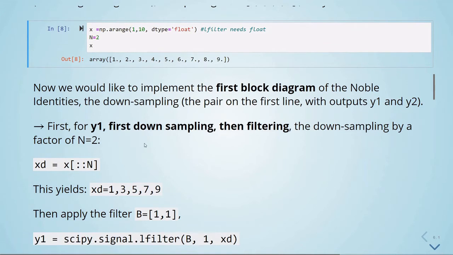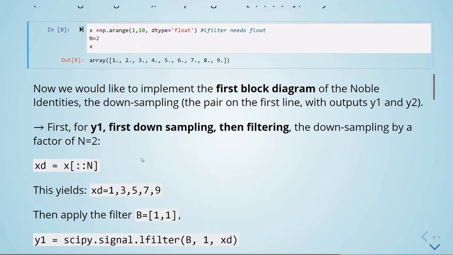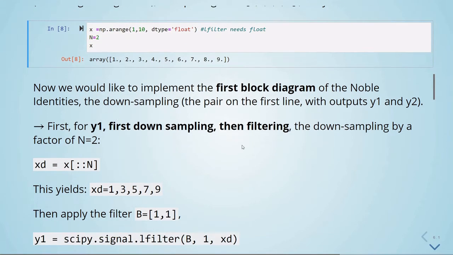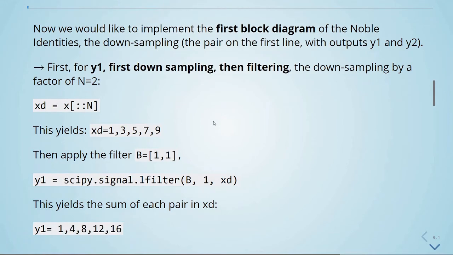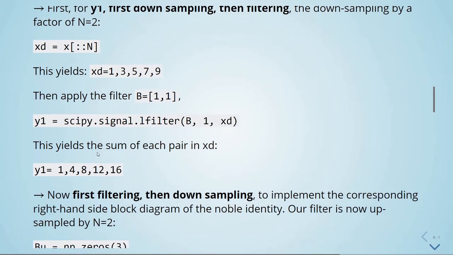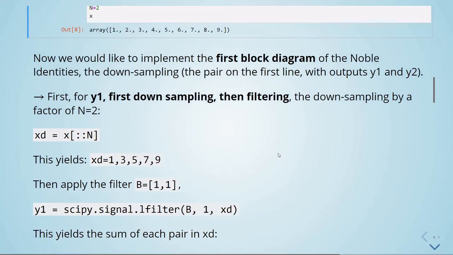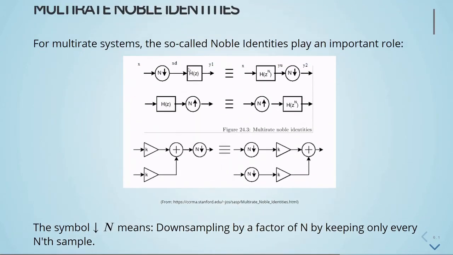First, for y1, this is first downsampling and then filtering. So for the downsampling by a factor of n equals 2, we can use this Python indexing. So we are keeping just every nth sample. So this was our original. Then we'll have 1, 3, 5, 7, and 9. Then we'll apply a filter. We're using the lfilter from SciPy, and this will yield the sum of each pair in x of d, and we will have y1. This will be what we have here.